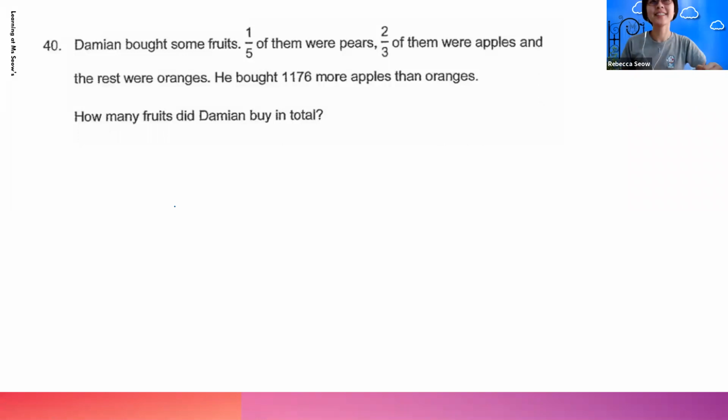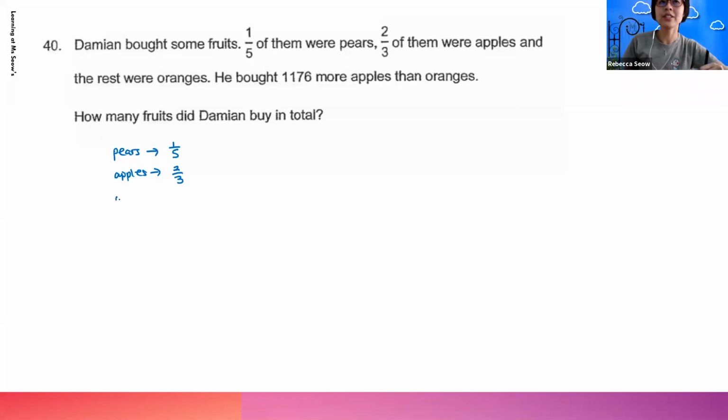Okay, let's take a look at this question. This is question 40, so more challenging than the others. Okay, so let's see. Damien bought some fruits. 1/5 of them were pears. So maybe let's list them down first. We have pears, and that's 1/5. 2/3 of them were apples. So apples make up 2/3, and the rest were oranges.